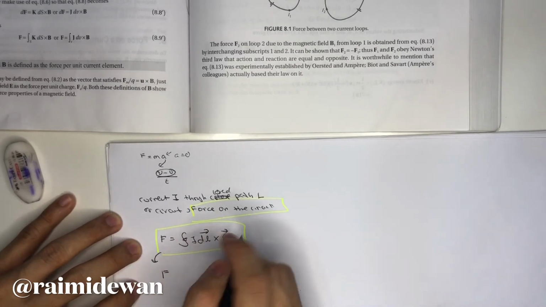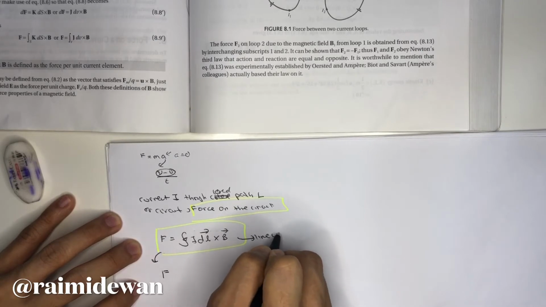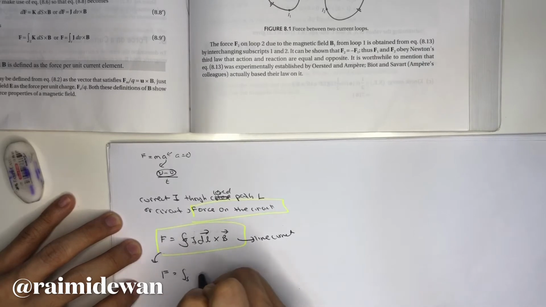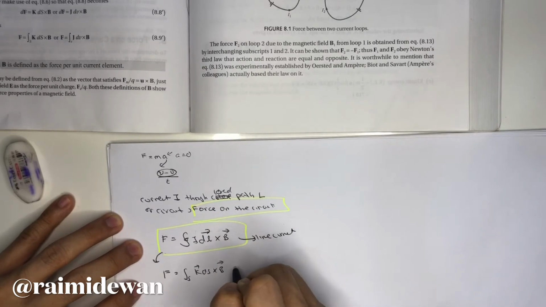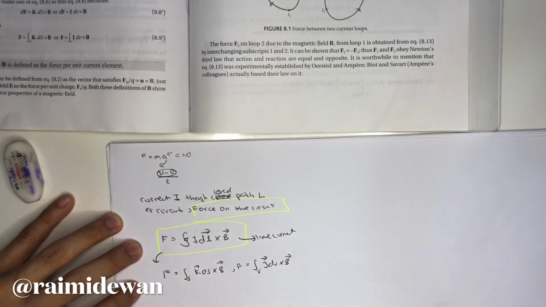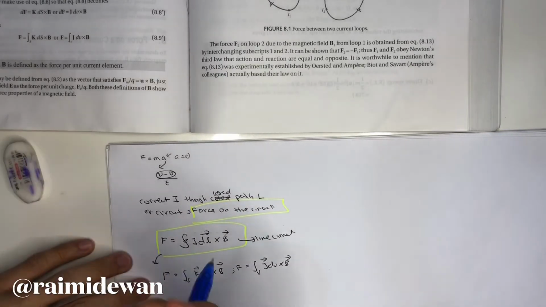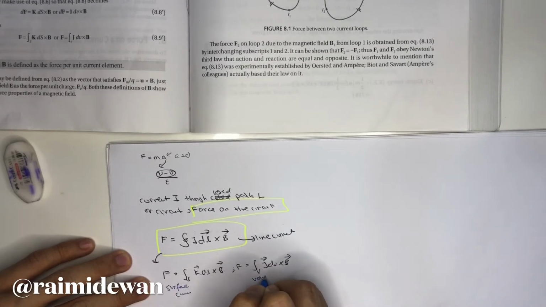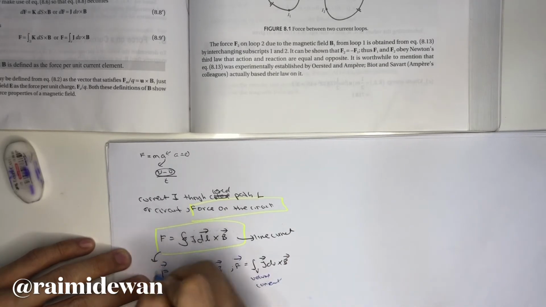Because this one is for line current, if we extend it, we will have K ds cross B, which is actually for the surface current, or we can have F equals J dV cross B for the volume current. This one is for the surface current, this one is for the volume current. Because it's cross, this is the vector product.